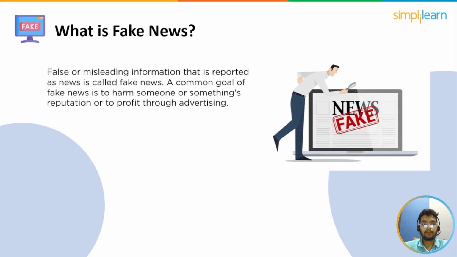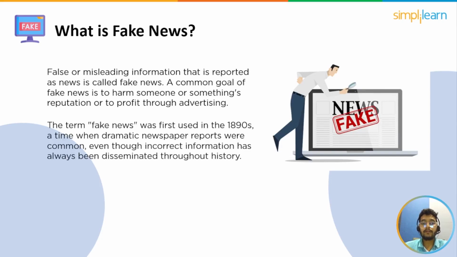What is fake news? False or misleading information that is reported as news is called fake news. A common goal of fake news is to harm someone or something's reputation or to profit through advertising. The term fake news was first used in the 1890s, a time when dramatic newspaper reports were common, even though incorrect information has always been disseminated throughout history. However, the phrase has no clear definition and is often used to refer to all misleading information. High-profile individuals have also used it to refer to any news that is not favorable to them.